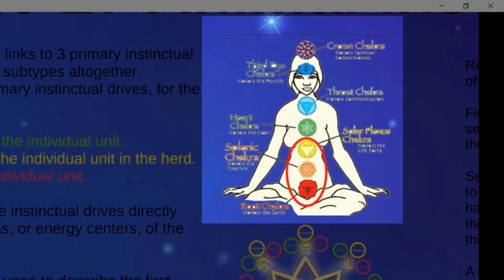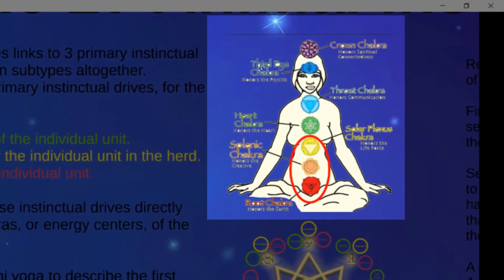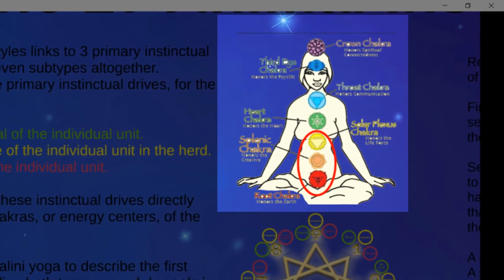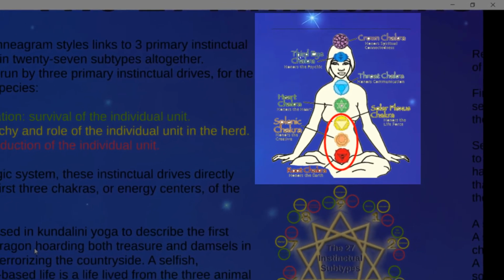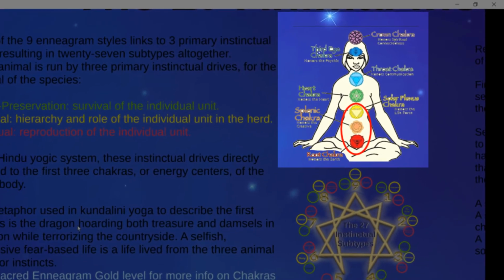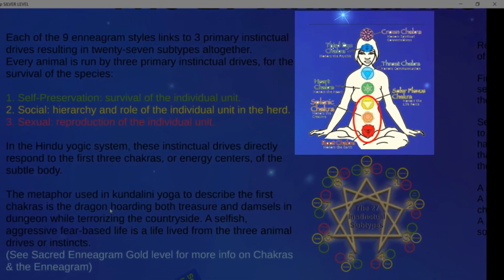For more information on the Sacred Enneagram and chakras, you'll need to go to the Sacred Enneagram Gold level, which is the advanced level of these 3 Sacred Enneagram maps. First we had the Bronze level Enneagram map.